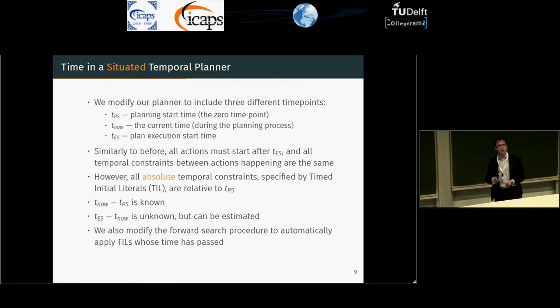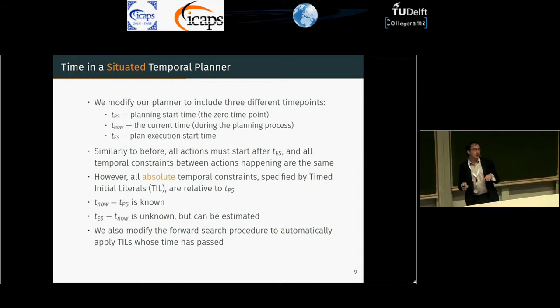First of all, our 0 point is the time at which we start running the planner. Second, we have the current time, so now. If we have been planning for 3.5 seconds, then now is 3.5 seconds after our 0 point, the time at which we started running the planner. And then we also have the plan execution start time. All actions that we actually take come after the plan execution start time, but all the absolute temporal constraints, all our deadlines, all our windows in which we can do things are relative to our 0 point, the planner start time. We know how long it's been since we started running the planner.